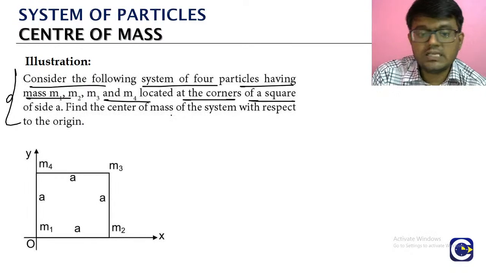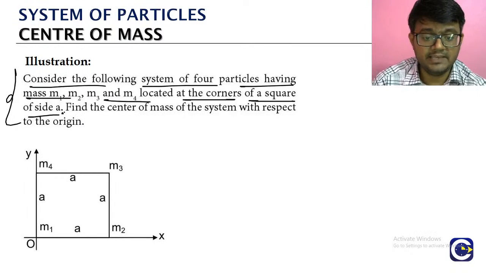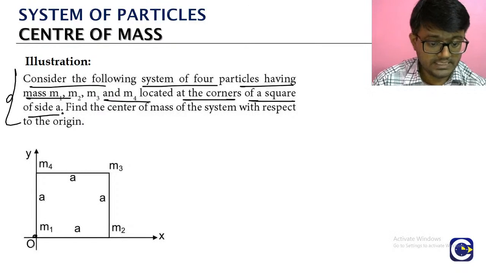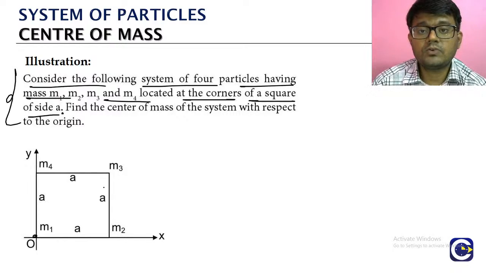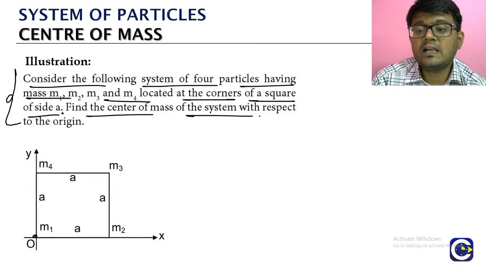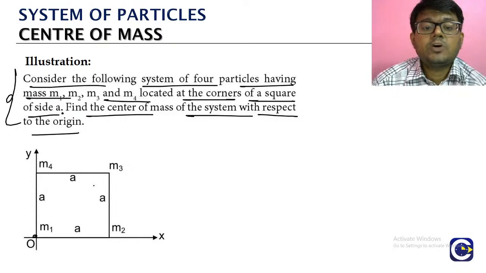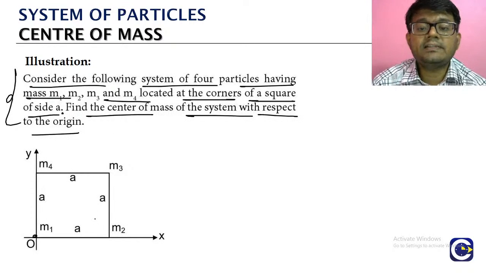Particles are located at the corners of a square of side length a. Here this is the origin. How many corners are there? 4 corners. Find the center of mass of the system with respect to the origin. Means we have to find the center of mass.